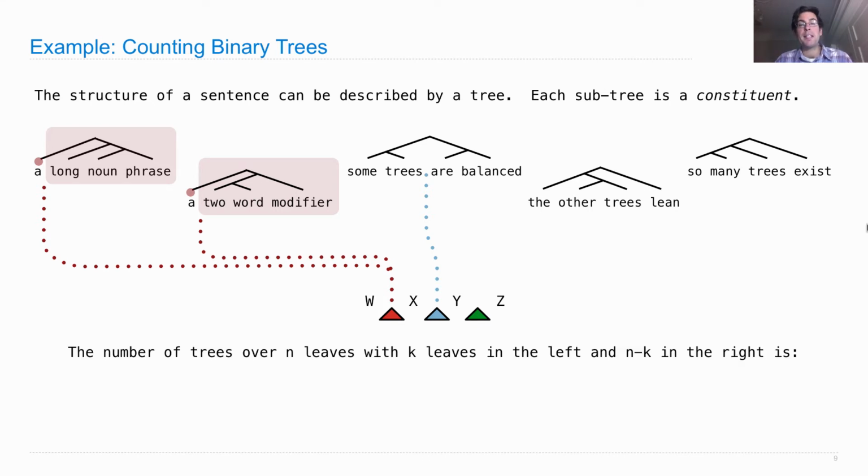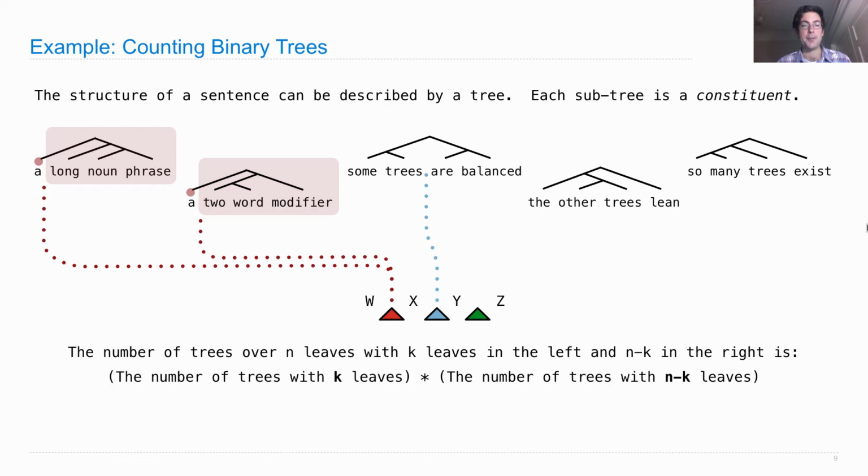So here's what we'd like to do next. We'd like to come up with a recursive statement that says the number of trees over n leaves in total, 4 in this case, with K leaves in the left branch and n minus K leaves in the right branch is what? The answer should be an expression that refers to the number of trees over K leaves and n minus K leaves. Here's the solution.